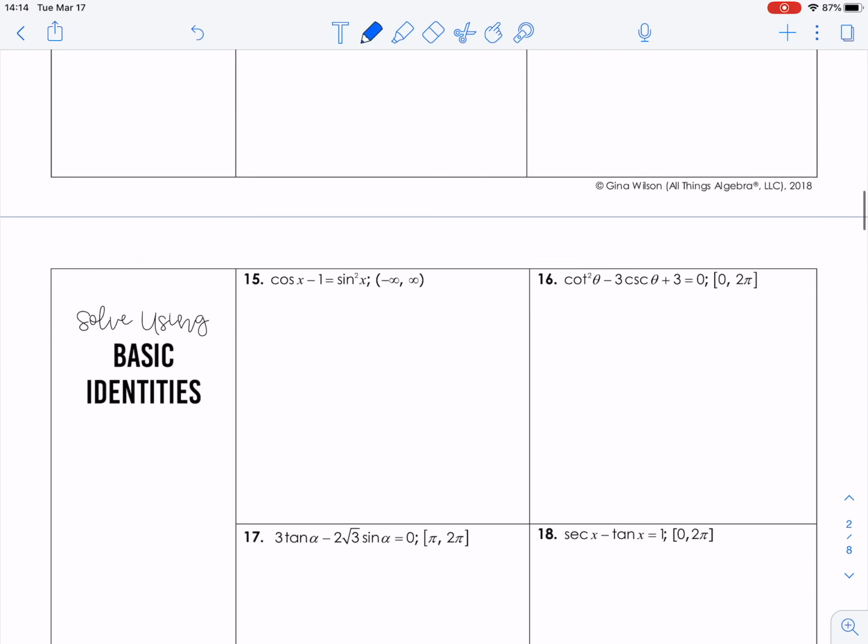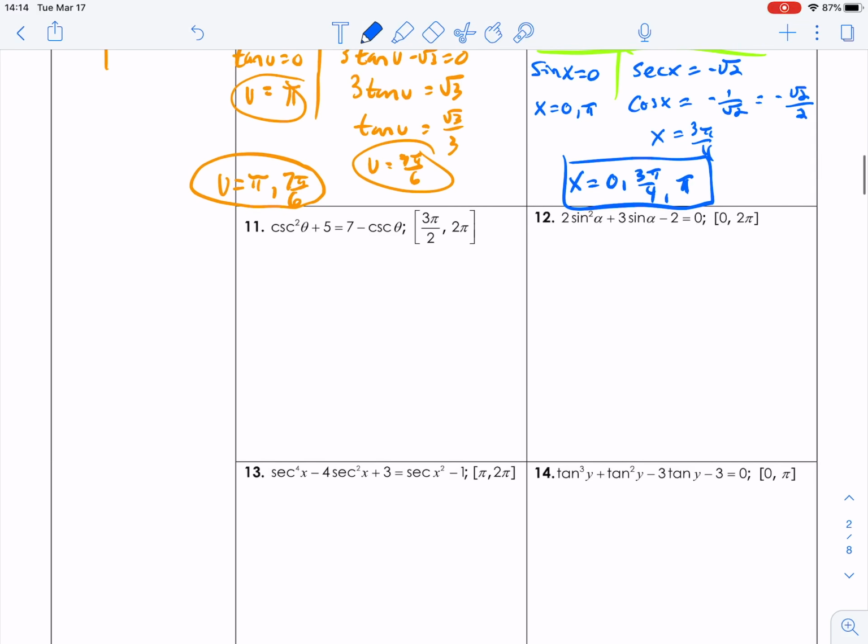Should we do all these? Yeah, let's just do them all. 11 and 12. Here we go. So we have cosecant theta plus 5 equals 7. So let's get it all onto one side. So we get cosecant. Whoa, that doesn't go there.